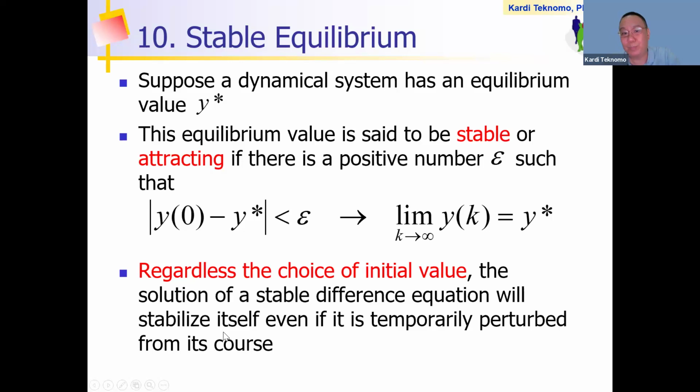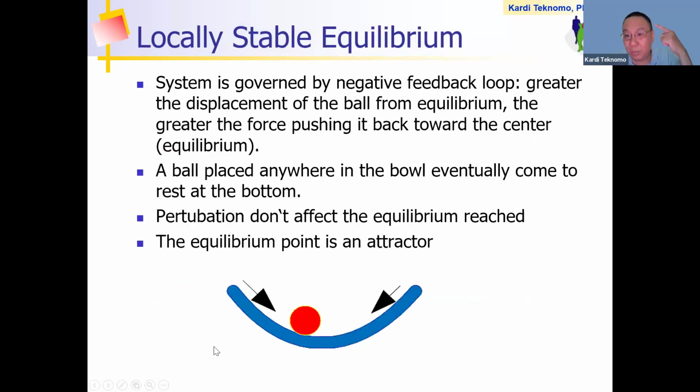it is temporarily perturbed. To imagine a stable equilibrium, it is like this: you have a bowl and you have a ball. When you perturb this ball, say you blow on it, the ball will go up and down and then come back again to the equilibrium value in the center of the bowl, isn't it? So this means this system, the ball, is stable. Perturbation will not change the equilibrium. We call this a stable equilibrium, an attractor.